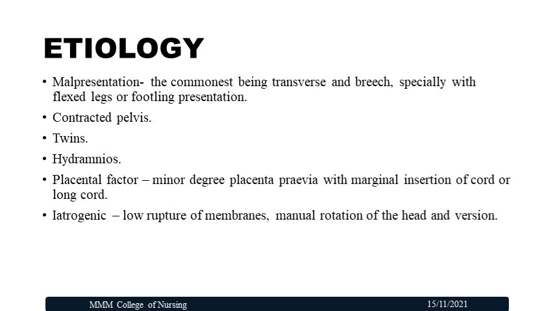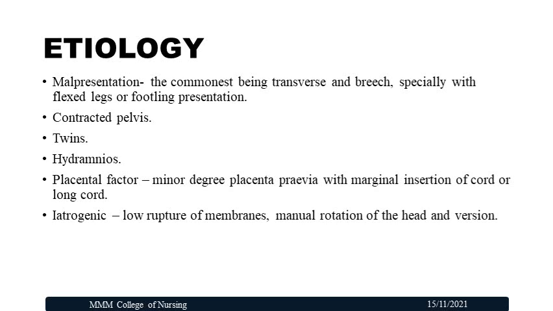The next etiology is contracted pelvis. In a contracted pelvis, the fetal head cannot descend, so the cord slips down. So instead of the baby's head descending, due to this contracted pelvis, the baby's head cannot descend, and the umbilical cord will be slipping down.